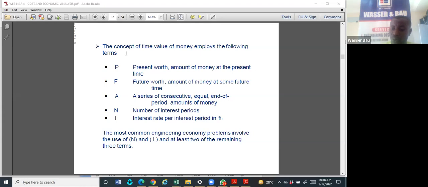These two parameters are always there. They're always present. So you now have to deal with the three. And those three is, am I looking for the future worth? Am I looking for the present worth? Or am I looking for the annual worth?